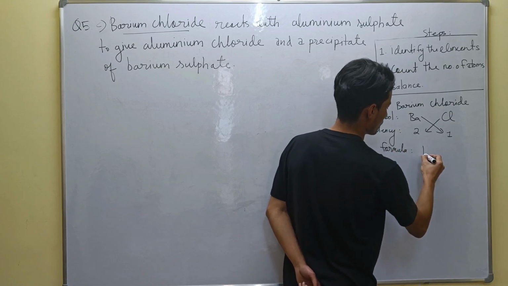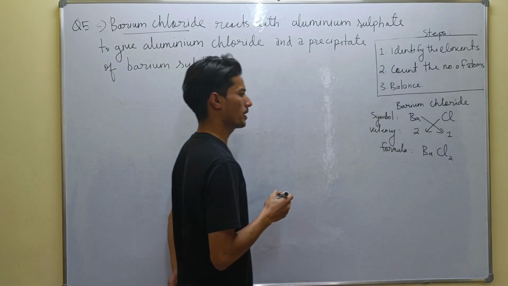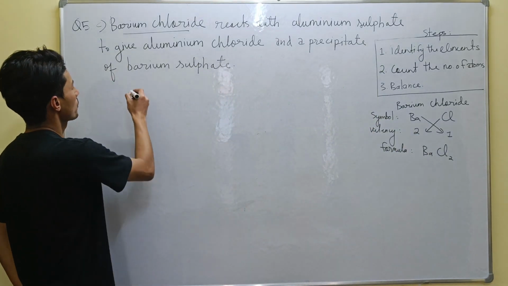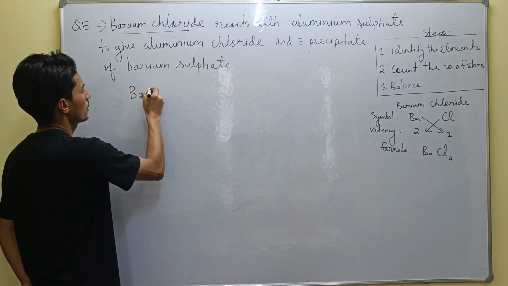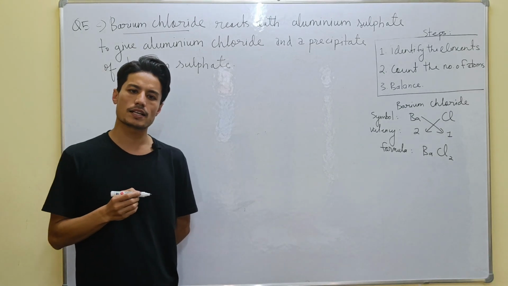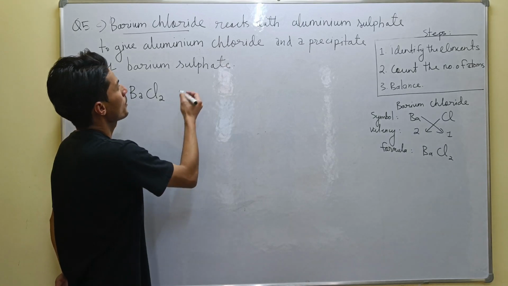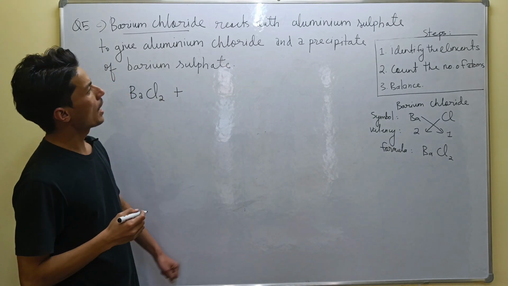The formula is BaCl2. So barium chloride is BaCl2. Are you following? Okay. Next, barium chloride reacts with, so plus, aluminum sulfate.